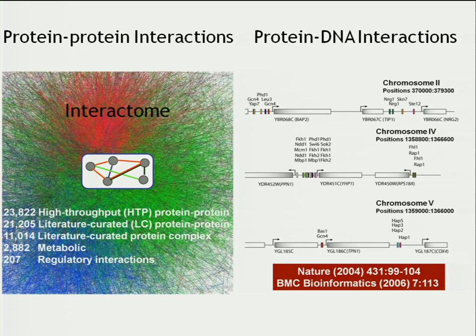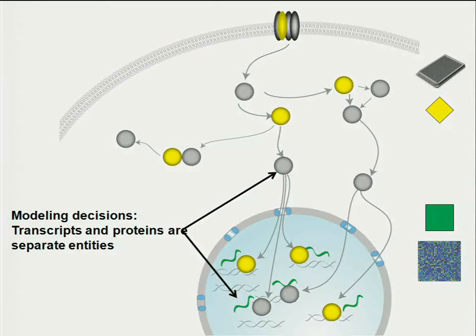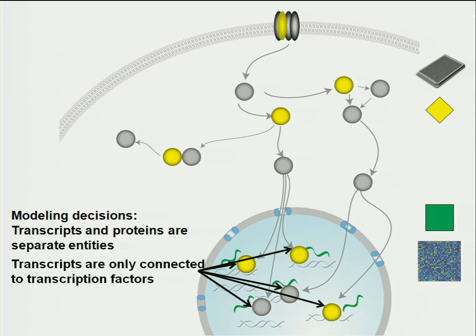So with those data, we treat the transcripts that we get from microarrays as distinct entities from the proteins that they encode. All right, this shouldn't be controversial, but other people do it other ways. So in our models, the transcripts are only connected to the proteins that drive the transcriptional change, the transcription factors, and not to the proteins that interact with their protein partners.